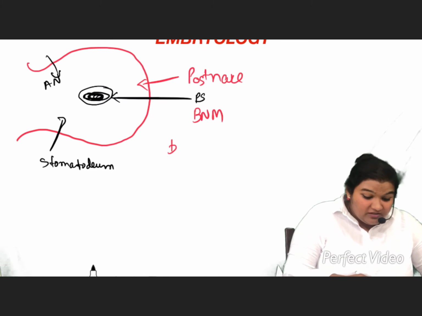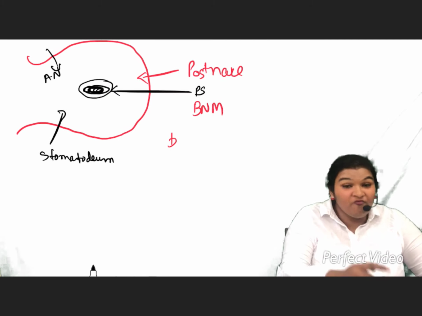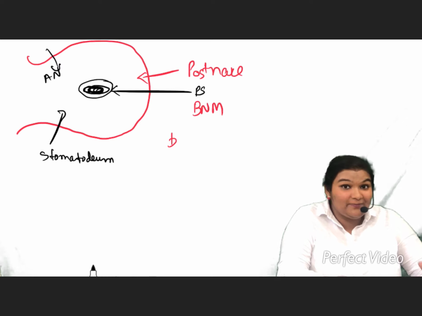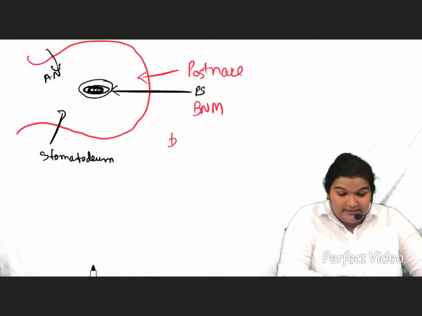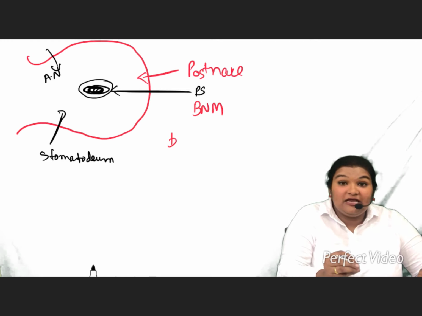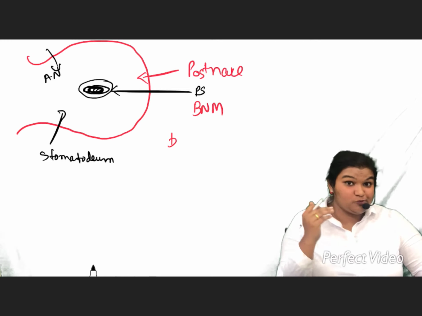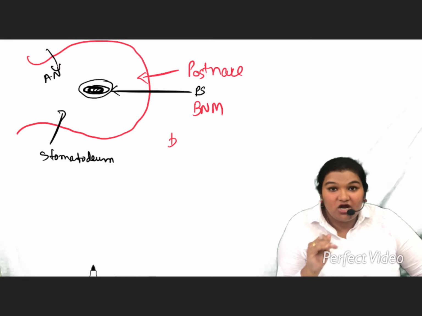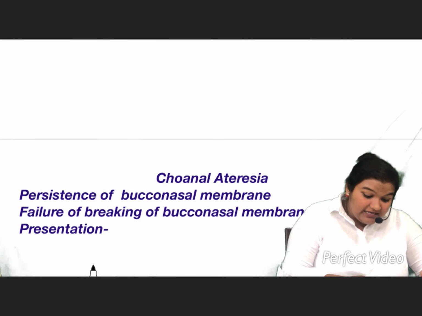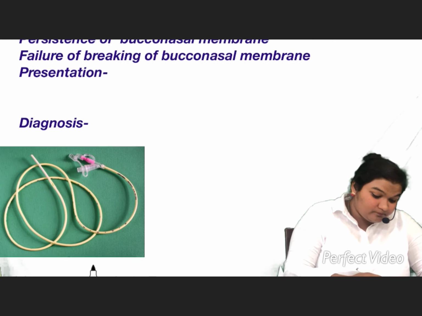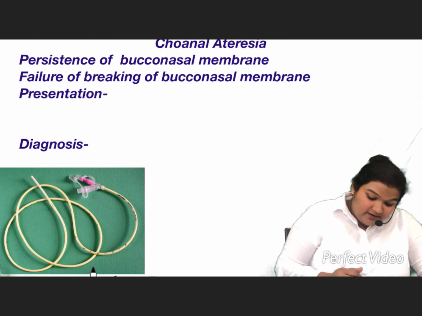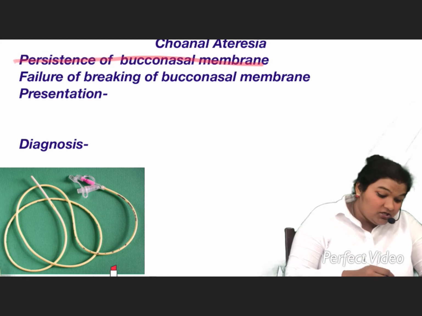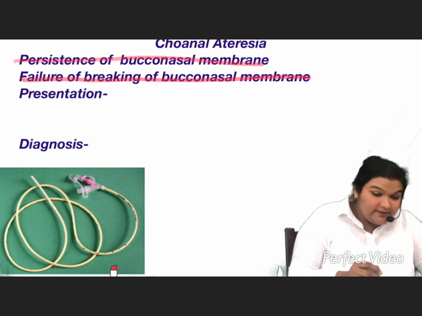Now in this embryology, when the bucconasal membrane fails to disappear, that anomaly is called choanal atresia. Why choanal atresia? Because it is present in the choana, the posterior nare, and atresia means it is not continuous. Choanal atresia means the persistence of the bucconasal membrane, or the failure of its breaking.